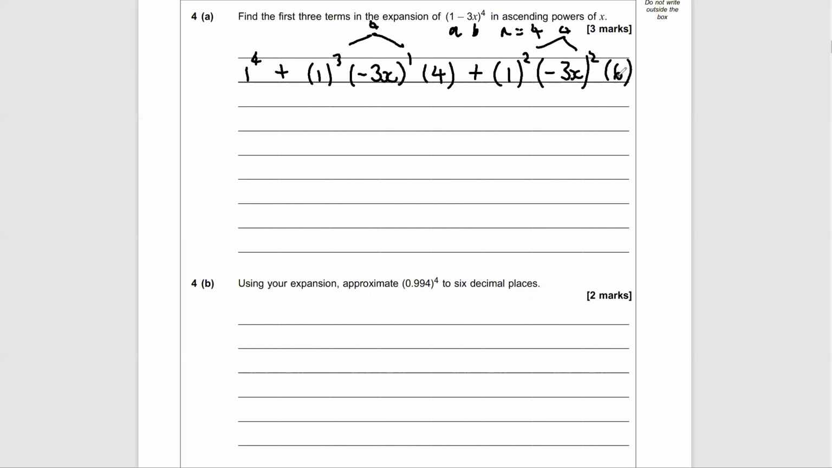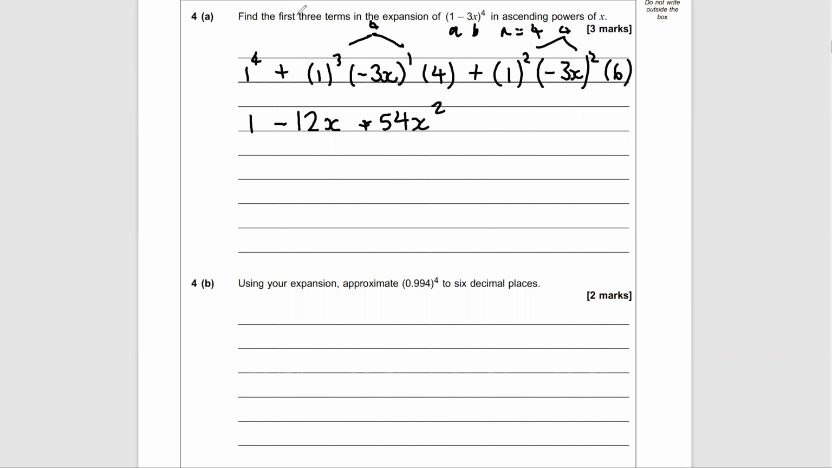So we've got our three terms there, and we're just going to expand them out to work them out in a simpler form. So 1 to the power of 4 is 1, plus 1 to the power of 3 is also 1, and then we've got minus 3x times 4. So that's going to be minus 12x. So that's the second term. Then the third term is 1 squared is 1, minus 3x squared, so that's going to be 9x squared, times 6 is going to be plus 54x squared.